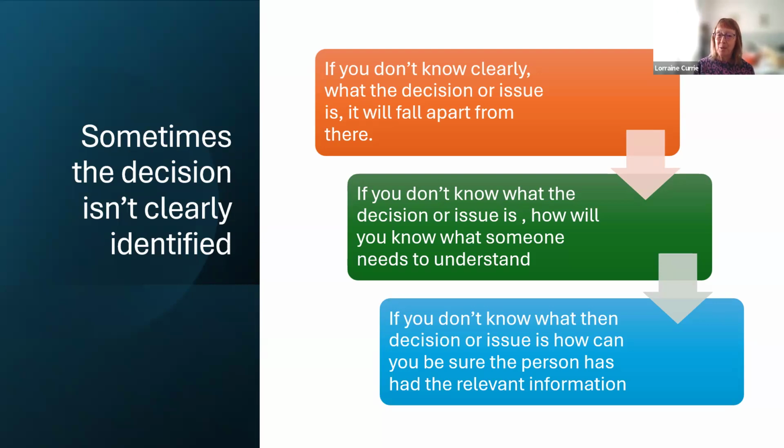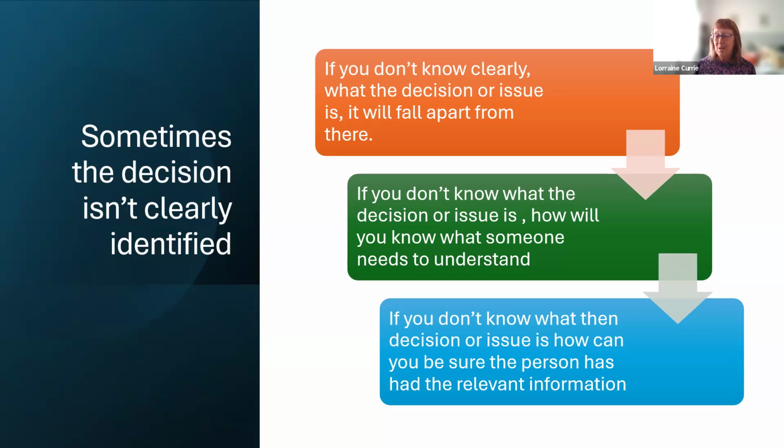Sometimes that just happens because we don't identify what the decision is that the person needs to make, or what the action is that they need to take. And if we haven't identified that clearly, and I would add really simply, then if we don't know what that decision or issue is, how do we know what it is they need to understand in order to make that decision? And if we don't know what the relevant information is, how do we know whether the person's had it? How can we be sure as we proceed through an assessment of capacity that the person's had the information that they would need to make that decision?